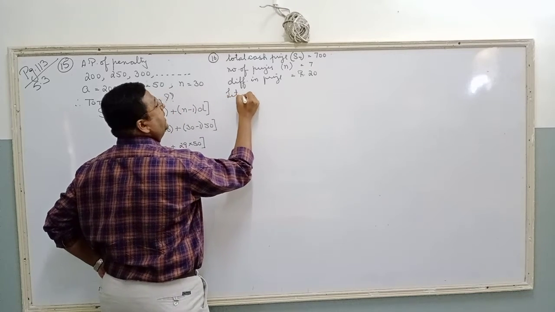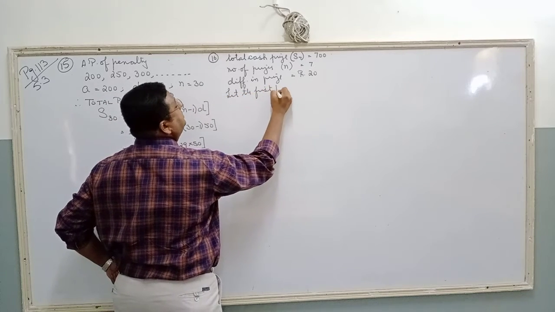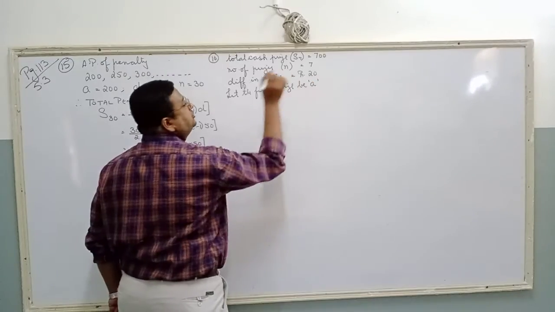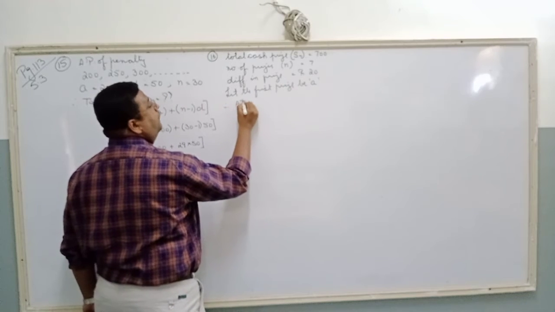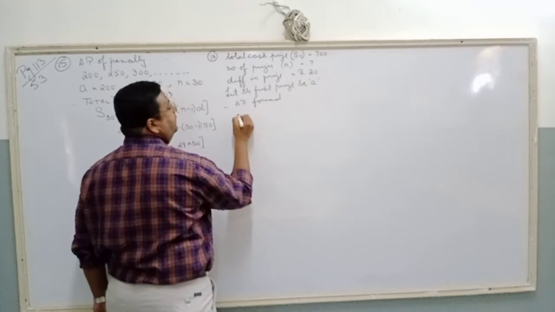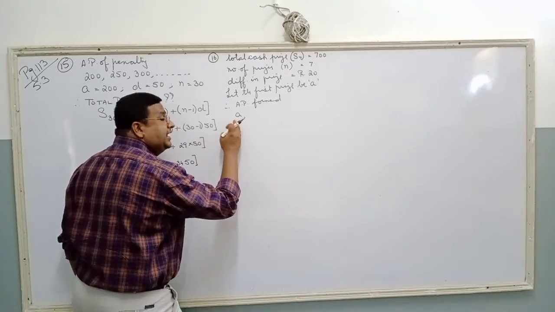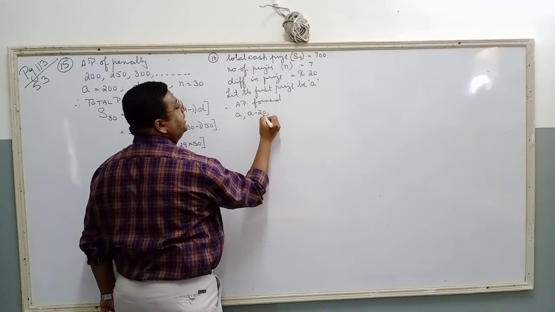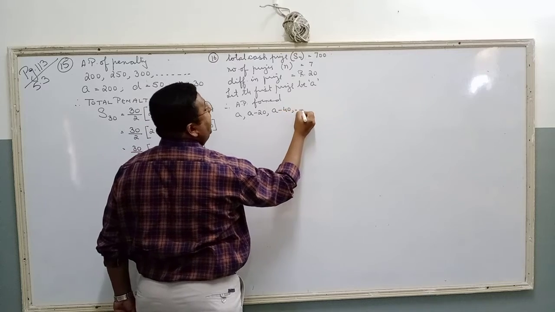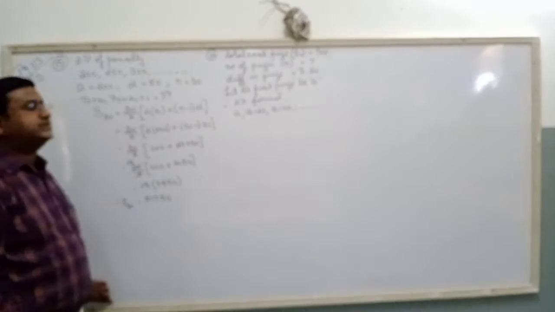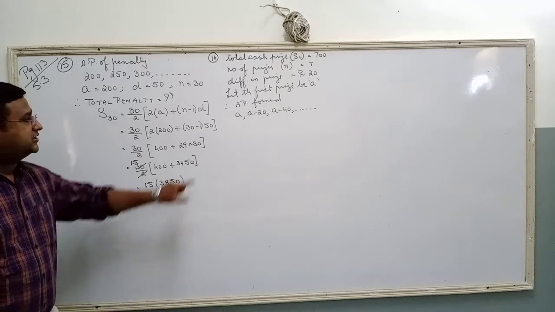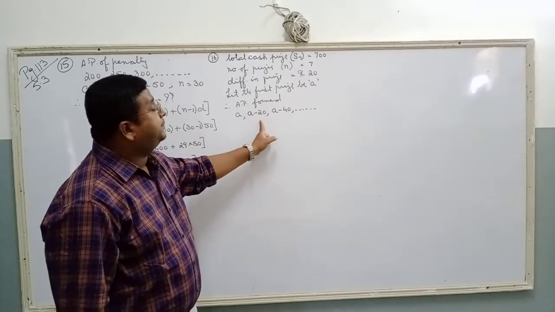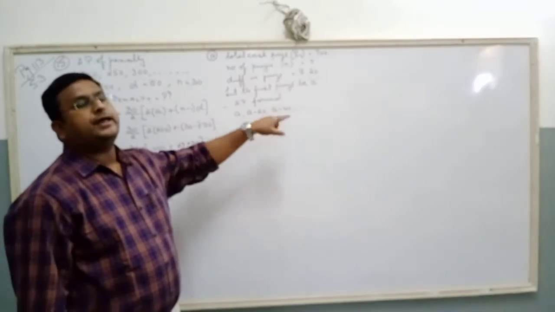So let the first prize be A, and the difference is 20. So we know that the AP formed will be: first prize A, definitely the second prize is going to be less. How much less? 20. So A minus 20. Third one A minus 40 and so on, isn't it? The second prize is always less than the first prize, so A minus 20. The third prize is again 20 less than the second prize.